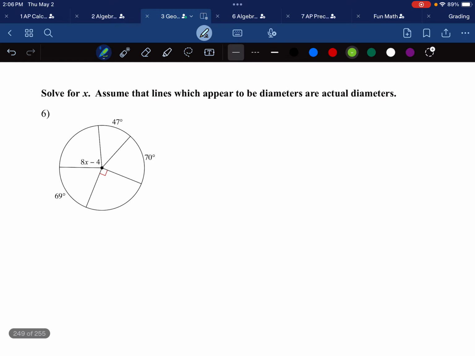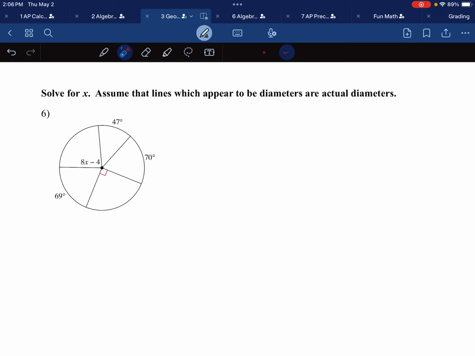All right, number 6. Solve for x and assume that you see any lines that appear to be diameters or actual diameters. None of those lines appear to be diameters. They would have to go straight through. None of these go straight through, so there's no diameters in this case. We just need to solve for x.